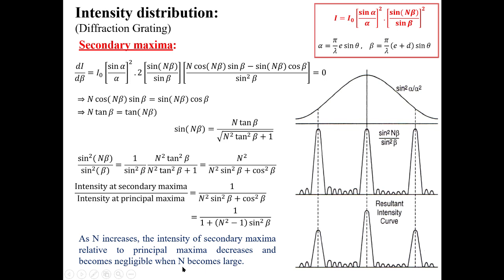As this capital N becomes very large, these secondary maxima become negligible. So for a grating where capital N is around 15,000 lines per inch, these secondary maxima are invisible to our eyes. We can see only the principal maxima.